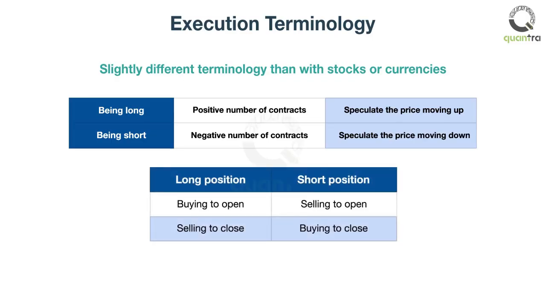But when you place a trade with the purpose of going long futures, you say that you are buying to open. When you later want to close that position, you are selling to close. The equivalent goes for short positions where you are selling to open and buying to close.